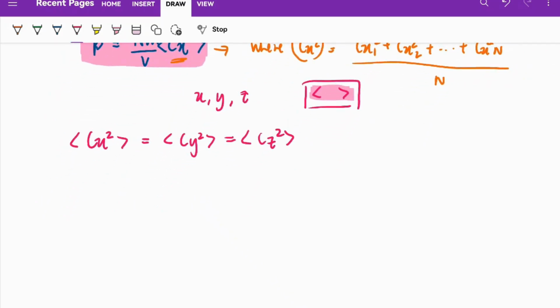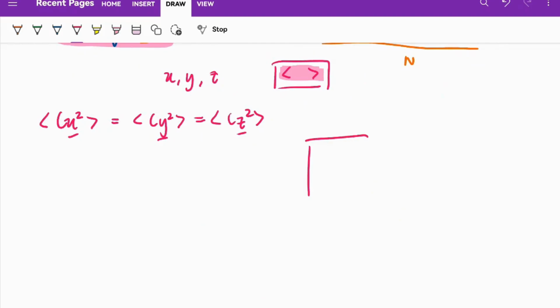So coming back to the story, on average, the mean square speed in x, y and z direction will be the same. Why? Okay, let me give you an analogy. For instance, you have a room full of people, and there are 4 exit doors in the room. That means there are 4 doors where you can go out.